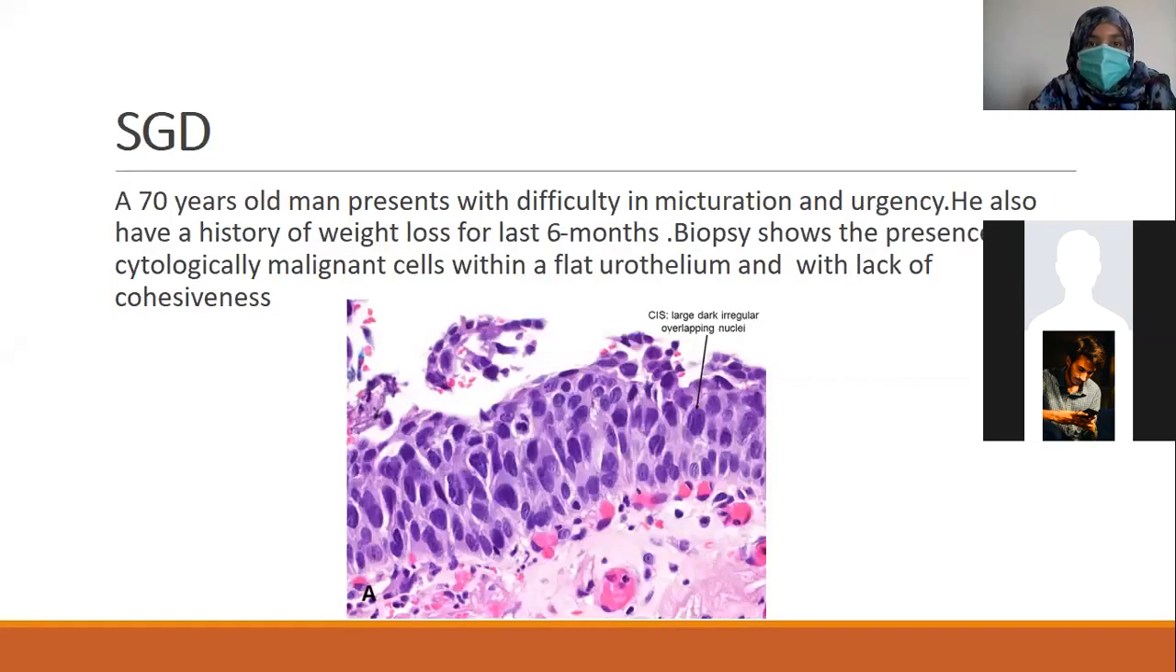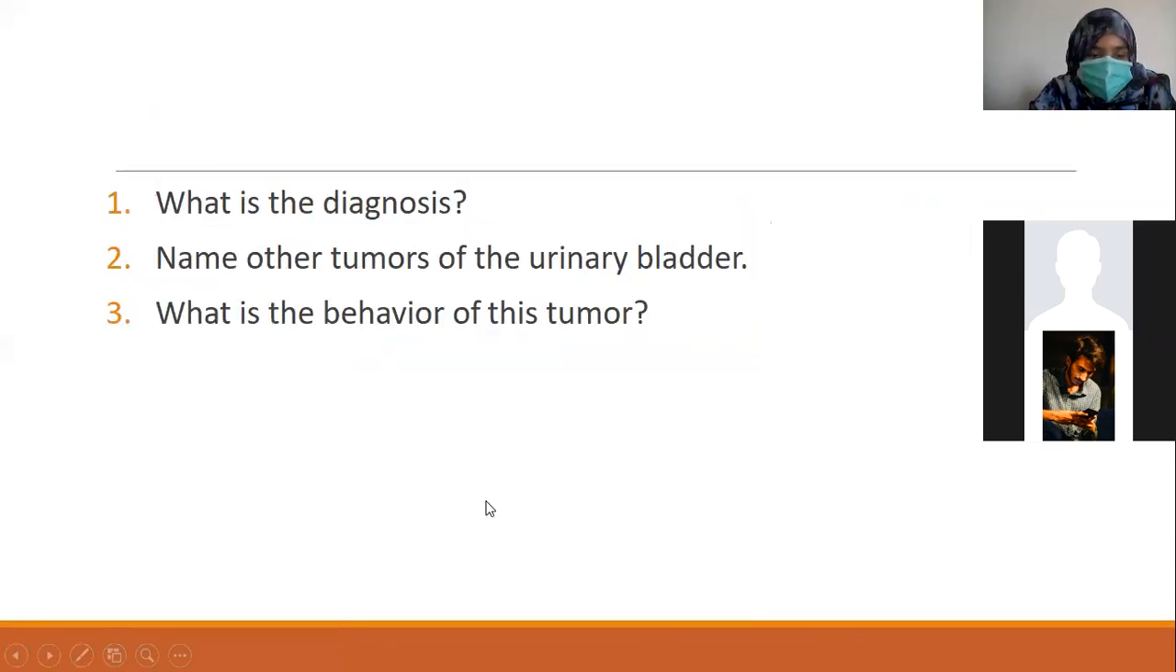A 70-year-old man presents with difficulty in micturition and urgency. He has a history of weight loss for the last 6 months. Biopsy shows the presence of cytologically malignant cells within a flat urothelium with lack of cohesiveness. So you can see this is an intact basement membrane. The basement membrane is not invaded. This is flat epithelium, lack of cohesiveness. So what is the diagnosis?